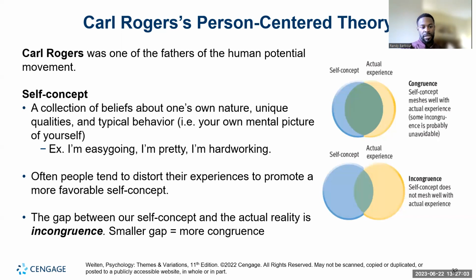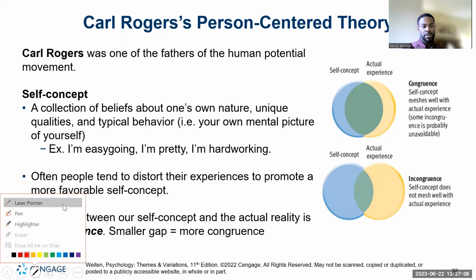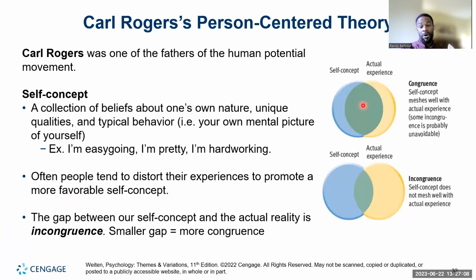So we see. Let me get my laser pointer here. So we see this overlap. This is called congruence. This is where there is more congruence. This is less congruence. This means that my self-concept, I feel like I'm really intelligent. I feel like I have high self-efficacy in statistics and mathematics, and my actual experience is pretty accurate, pretty spot on. So there's some overlap. I might be a little more grandiose in my thinking about how I feel about statistics, but it is pretty accurate, right?